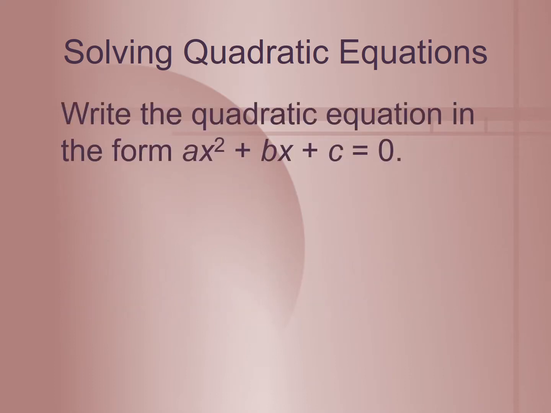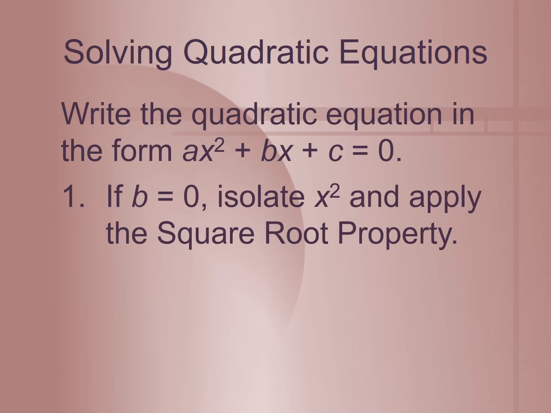The very first thing you want to do when you're solving a quadratic equation is to put it into the general form ax squared plus bx plus c equals 0. Once you do that, these are the questions you need to ask yourself. If your b value is 0, in other words, there is no x term, it's just ax squared plus c equals 0, then go ahead and apply the square root property, which means you solve for x by getting everything over to one side and then square rooting both sides.